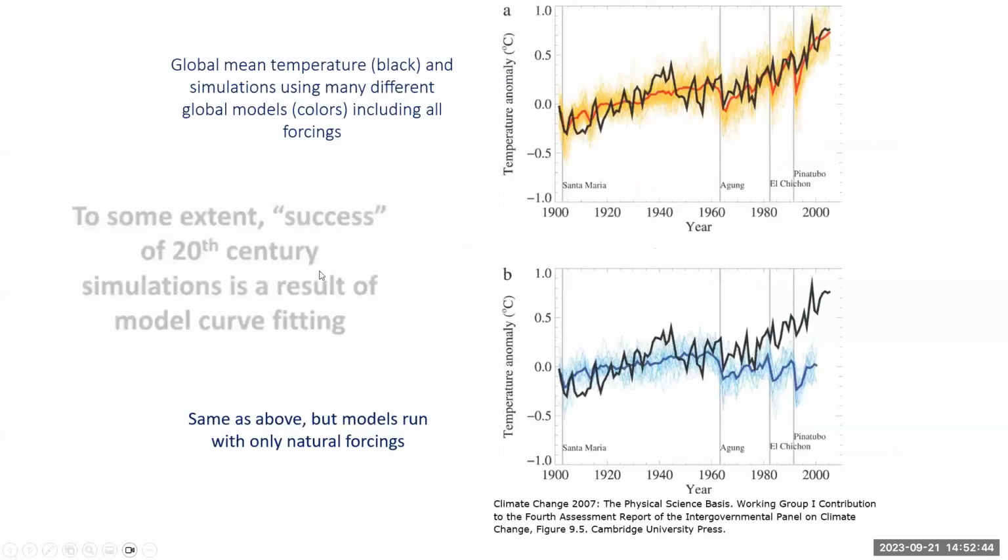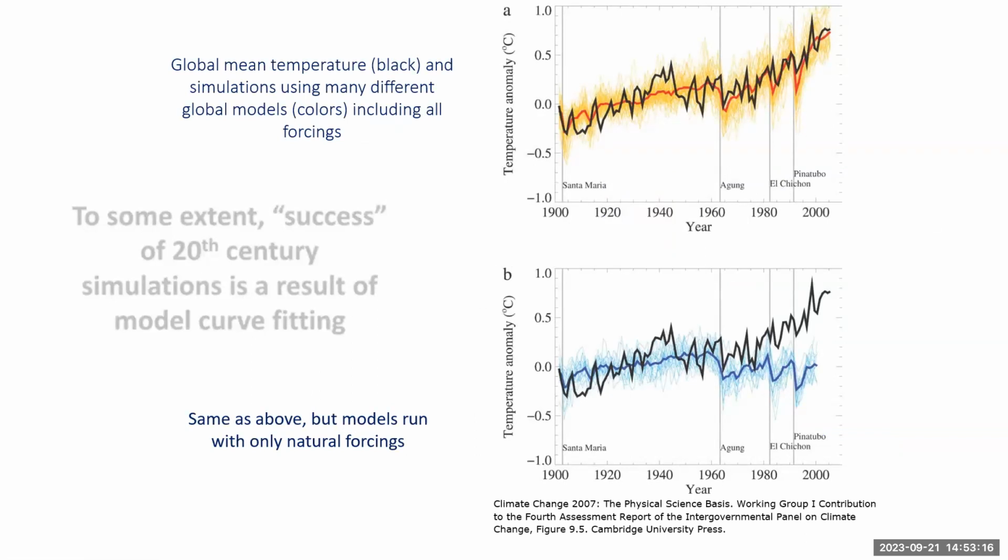Then global mean temperature simulation using many different global models, including all forcings. For 20th century efforts, there could be success of simulations. That is in fact the result of model curve fitting, the curve fitting that we do after plotting the anomaly in temperature across different years. But what happens is that the models that are created run because of the natural forcing.